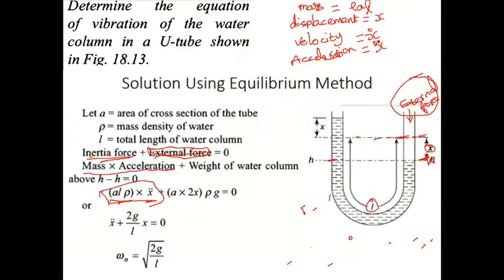External force value will be equal to the water lifted, or the difference between the two heads. So this weight will be equal to the external force, because they are lifting this much weight. For lifting this much weight, how much external force is applied? So external force is equal to the weight of this segment.